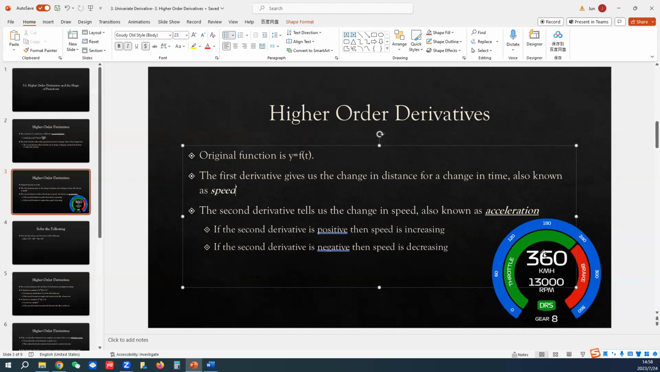Or if I put it graphically, then it is basically how the indicator on your odometer spins, right? If it is accelerating, the speed is going up, then it's a clockwise spinning. If it is decelerating, then it is an anti-clockwise spinning. Okay, so those are the basic concepts of derivatives and higher order derivatives.